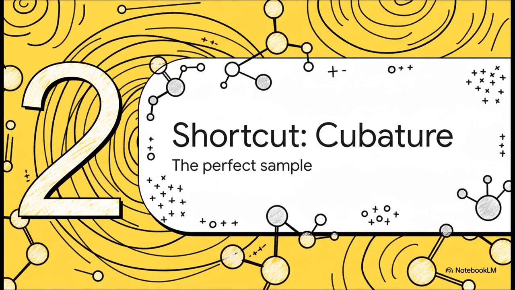So this is where a much more elegant solution comes in. Instead of trying to calculate everything everywhere, what if you could just find a small, perfectly chosen set of points that gives you the exact same answer, but with way, way less work? Well, that's the core idea behind this shortcut called cubature.